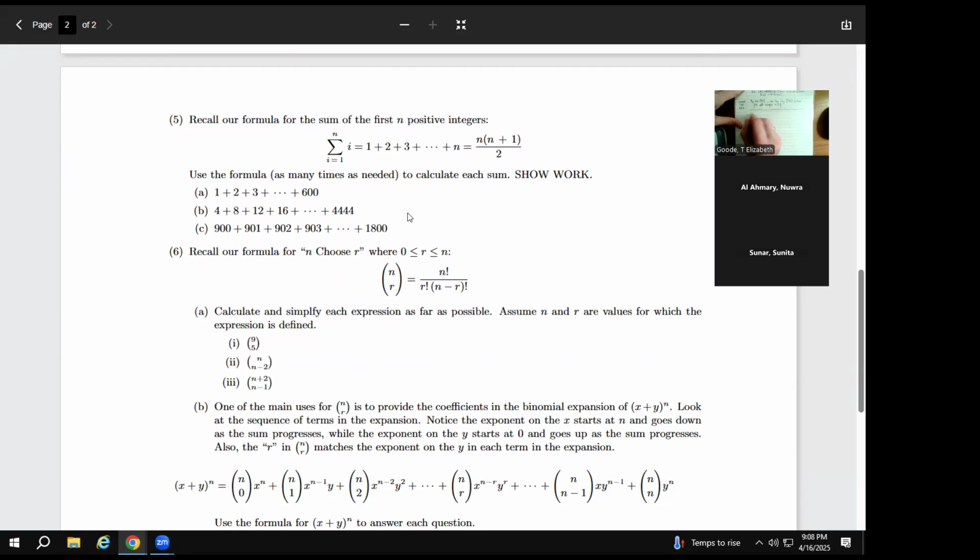So n is 600, right? Using the formula, with i equal 1. That one's pretty easy, isn't it? Our formula is that the sum from i equals 1 to n of i is n times n plus 1 over 2. In other words, 1 plus 2 plus dot dot dot plus n is given by this formula. You can write it either expanded or closed form, right?